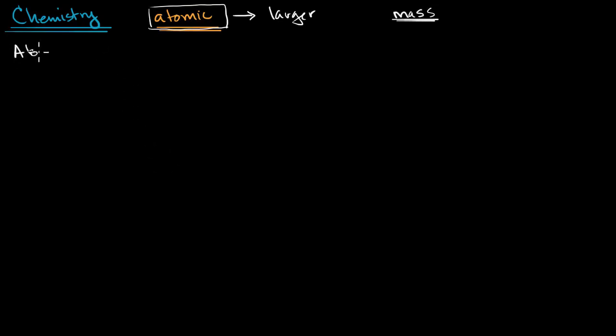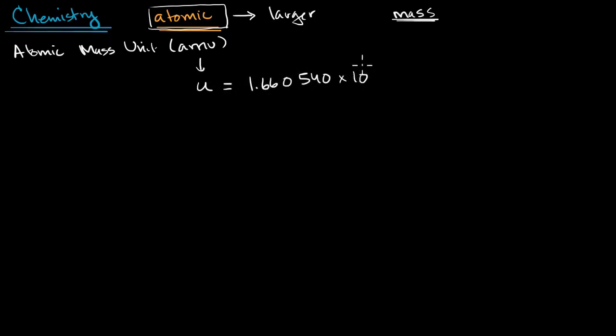I'll write it here. Atomic mass unit. And it's historically denoted as AMU. And more recently, the more modern version of this is the unified atomic mass unit that is denoted by just U instead of an AMU. So how does a unified atomic mass unit connect to our units of mass that we might use on a larger scale, like, say, grams or kilograms? Well, the unified atomic mass unit is defined as 1.660540 times 10 to the negative 27 kilograms.